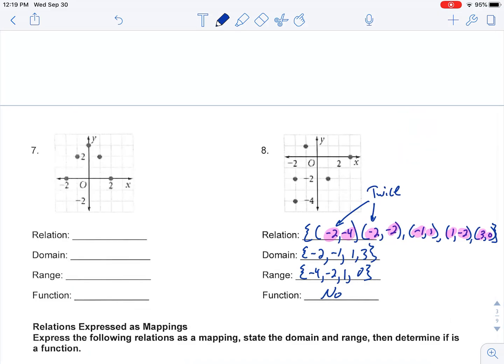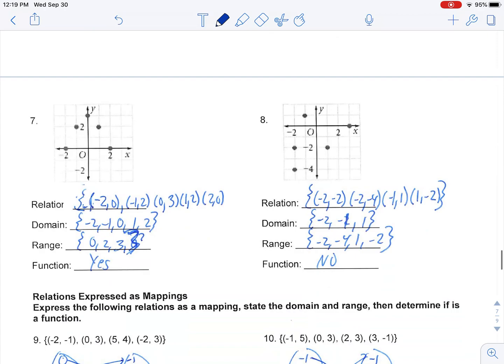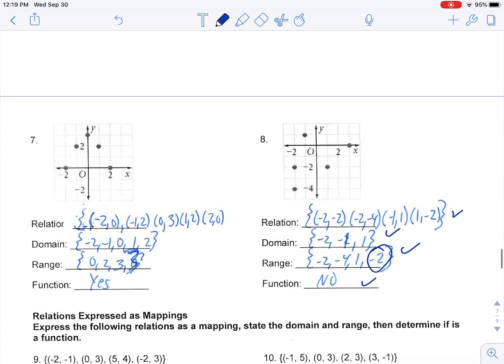Let's check number 8. Sort of throw that in your short-term memory. And yeah, I'm going to call that good enough. Well, here, the range again, value is written twice. You don't need to do that.